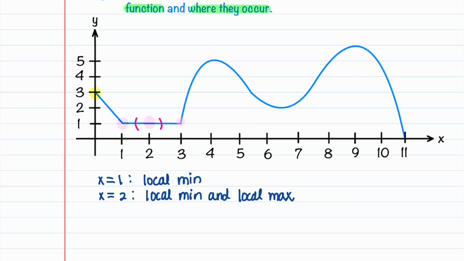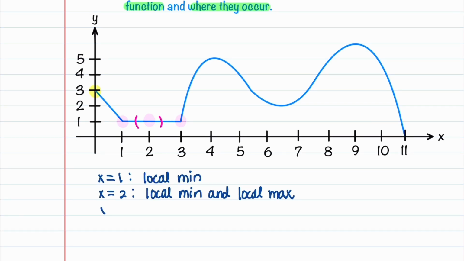Let's now look at x is equal to 3. This one is just like x is equal to 1, and we are going to have a local min.